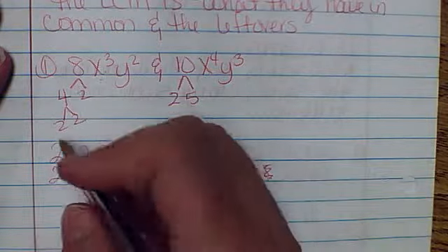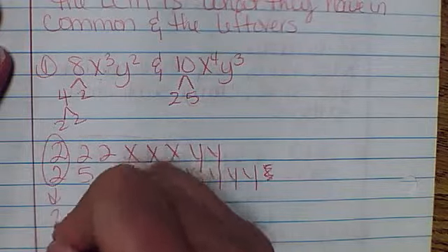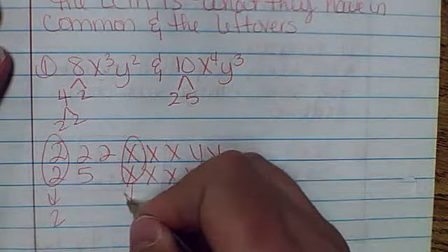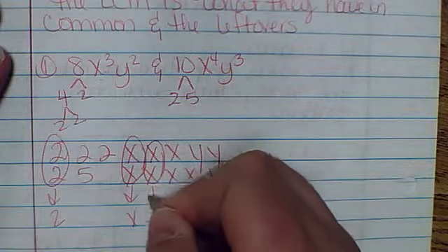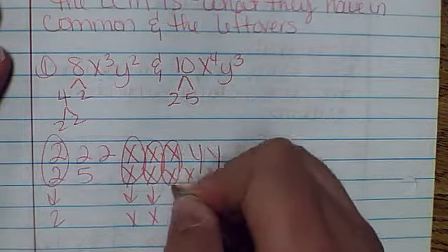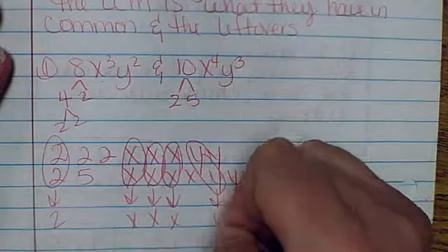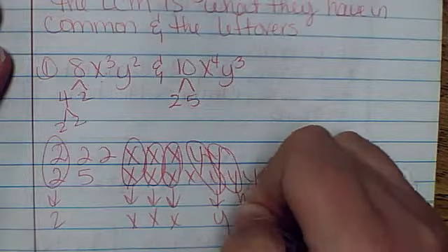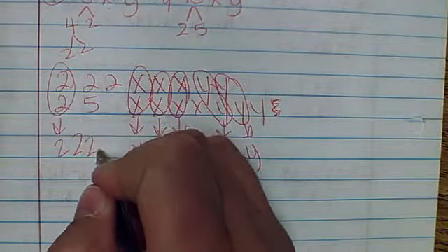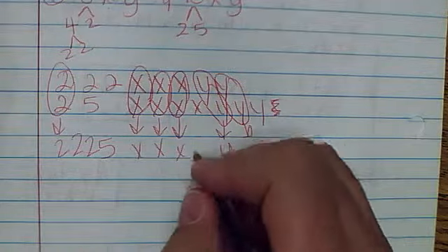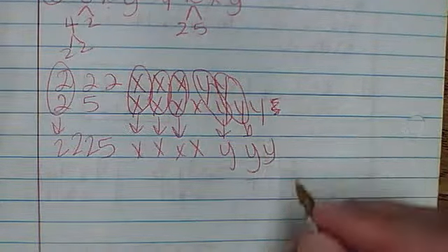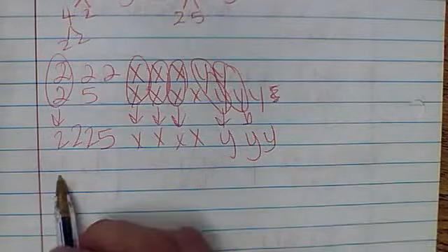Now we find the stuff they have in common. They have a 2 in common, so I bring it down. They have an x in common, so I bring it down. Another x in common, so I bring it down. Another x in common, so I bring it down. They have a y in common, and they have another y in common. So after I bring everything down that they have in common, then I go back and I bring down all the leftover stuff, all the stuff that's not circled. So I'm going to bring down another 2, and a 5. Then I'm going to bring down another x and a y. And then I multiply all this.